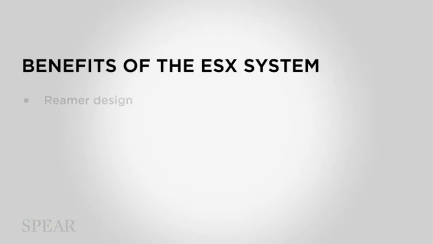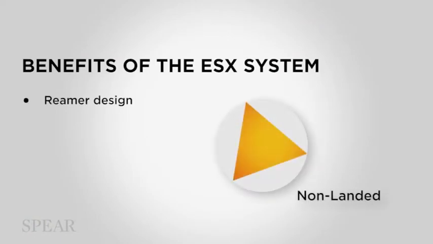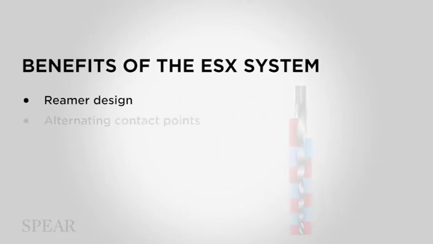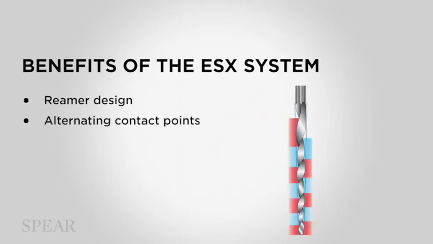But let me just mention some of the design features that are specific to this file that make it unique in my usage. For example, the reamer design feature: the fact that it is non-landed, it has a reamer design, so it's triangular in cross-section, it really improves the efficiency and the cutting ability of this file. Now, the alternating contact points is a specific patented design feature that allows it to do for landed files what lands did.